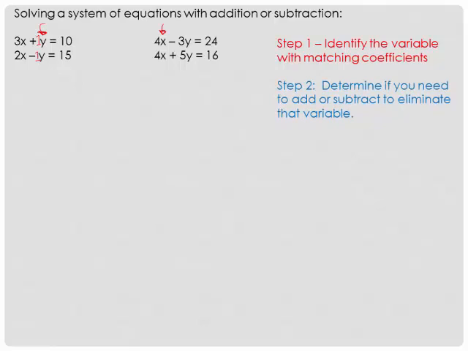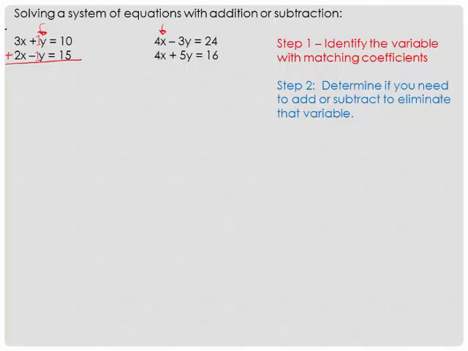Step 2 is we need to determine if we need to add or subtract to eliminate that variable. So from now, we'll just work with the first system. After we solve this one, then we'll come back and follow all the steps to work with the second system. So looking at the first, I have a 1 and a negative 1. If I add, these will cancel each other out. So I'm going to add these two equations together.